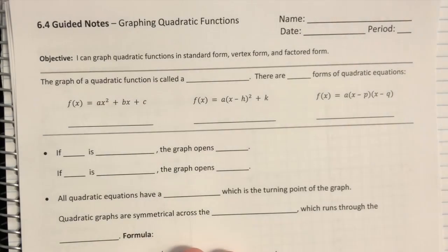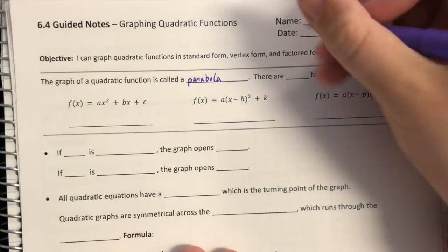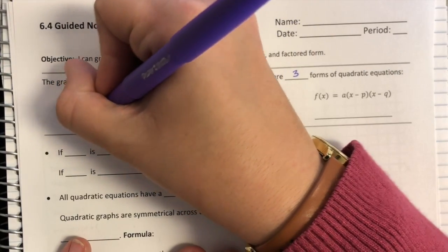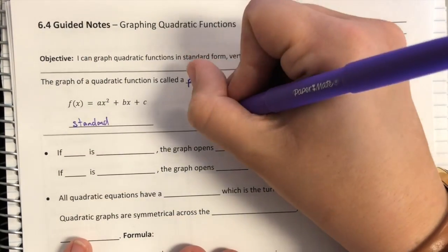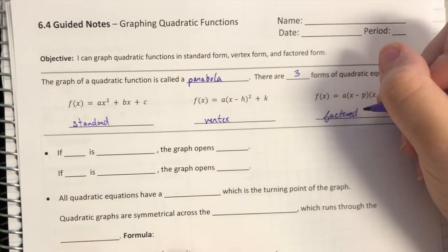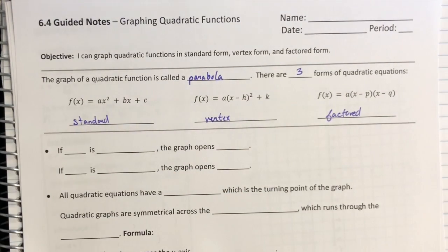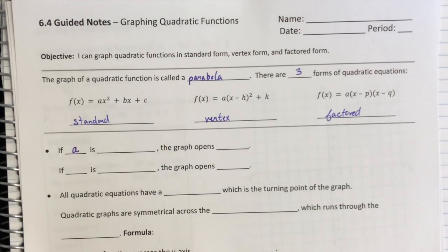So today we're going to work on some guided notes about quadratic functions. The graph of a quadratic function is called a parabola, and there are three forms of the quadratic equation: standard form, vertex form, and factored form. We've looked at standard and factored before, but today we're also going to add the vertex form.